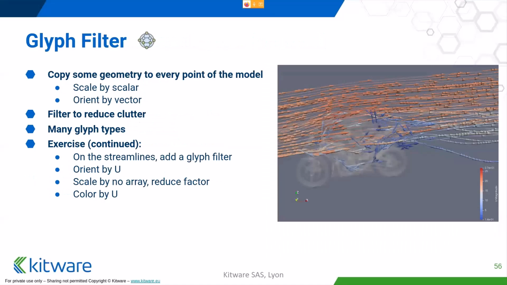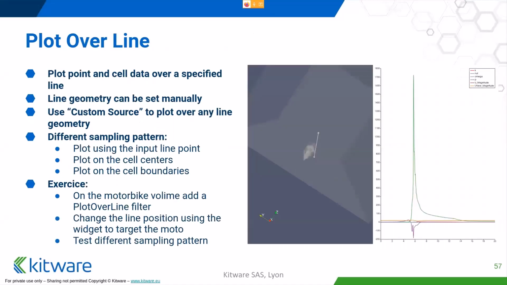And then on top of that, you can create glyphs with arrows and everything. And you can also create plot over line, which will let you position a line in the volumetric data set and plot the data on the line.